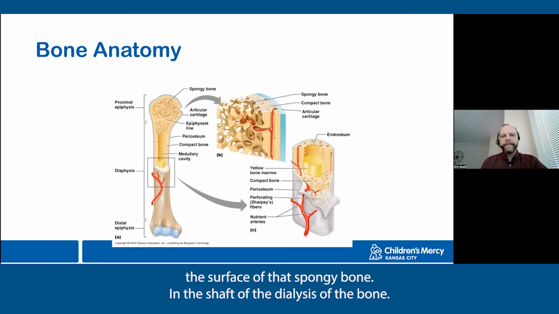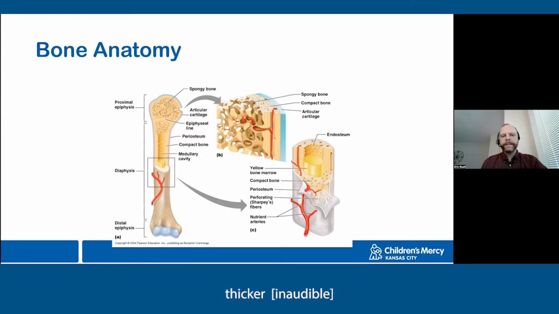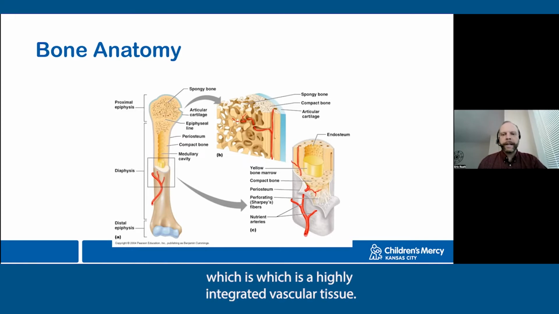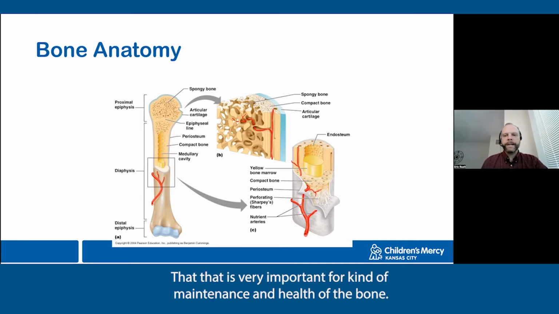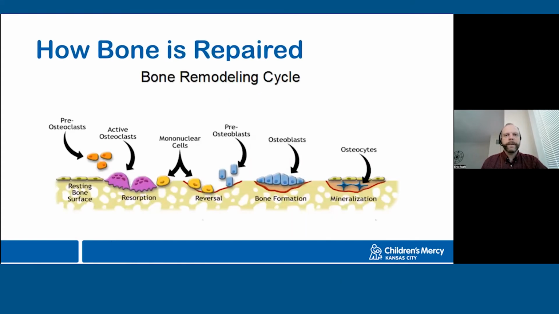In the shaft or the diaphysis of the bone, what you will see is what's called compact cortical bone, and that is thicker. It lends a lot of structural strength to the bone, medullary cavity that the bone marrow is in, and all of the bones are covered by what's called periosteum, which is a highly innervated vascular tissue that is very important for kind of maintenance and health of the bone. And then there are arteries that will penetrate the bone at various points. And so that's just a little bit about what bone looks like.